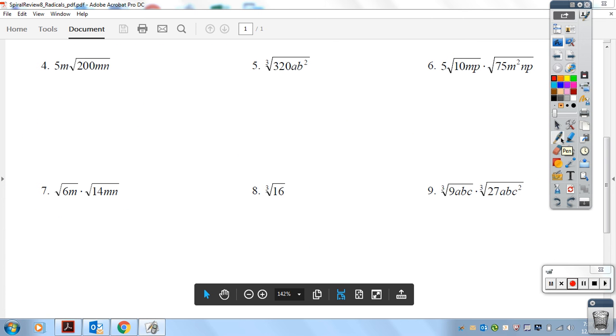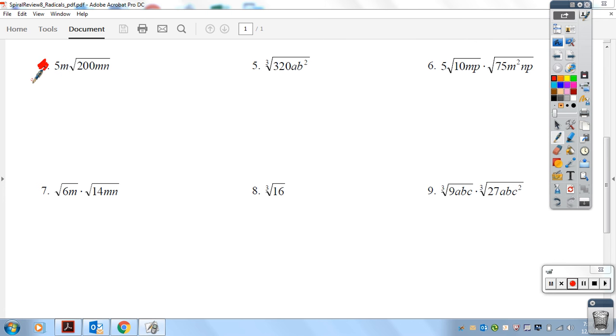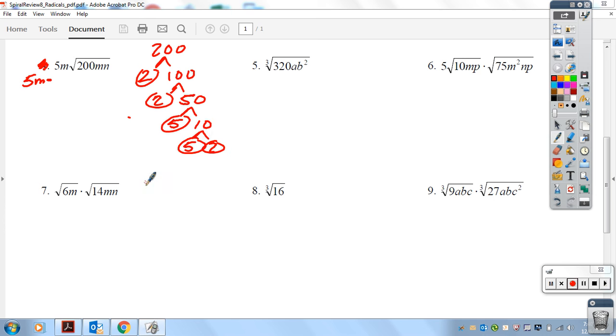For number 4, don't get confused. If it's just 5m out front, we're just going to multiply by 5m at the end. So let's break down 200. You could do 2 times 100. 100 is 2 times 50. 50 is 5 times 10. 10 is 5 times 2. So it's a nice long way to do. Well, 2 times 2, that's a pair, goes on the outside. 5 times 5, that's a pair, goes on the outside. So 2 times 5, and then rad 2. So it's 10 rad 2.